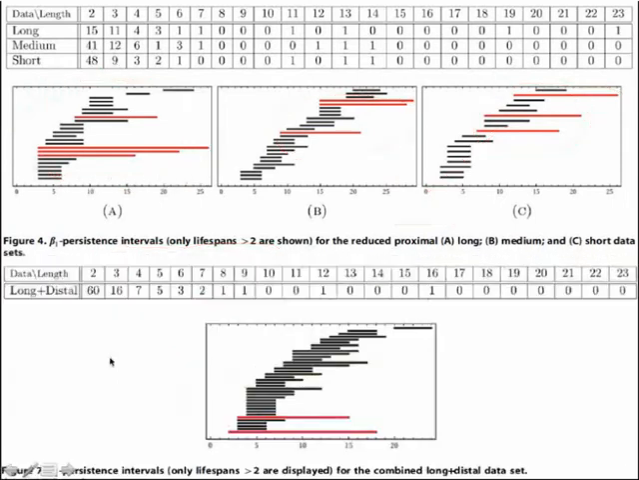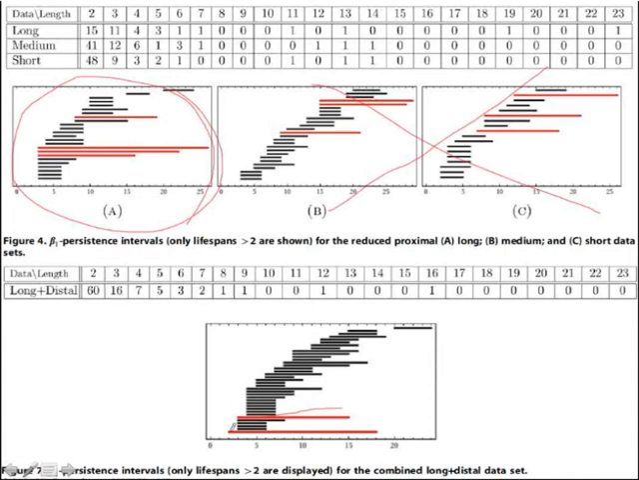We can now throw in all the data, including the distal data. Actually, sorry, we're not throwing in all the data yet. Now we're just taking a look at just the long, so ignore the medium and the short for now. If we take just the long for both the proximal and the distal, if we add in the distal, 2 of these holes get filled up, and we're left with only 2.